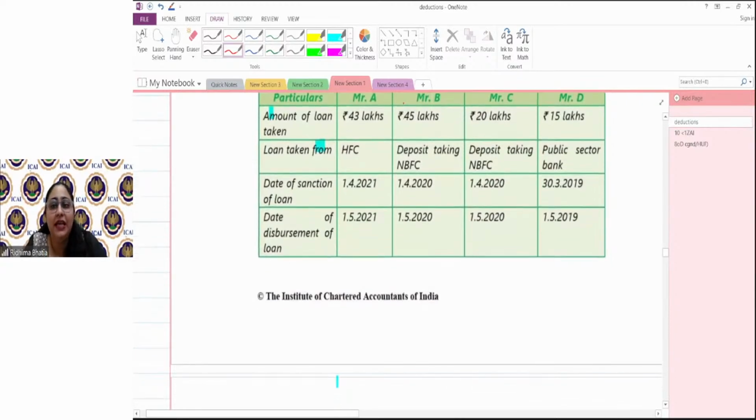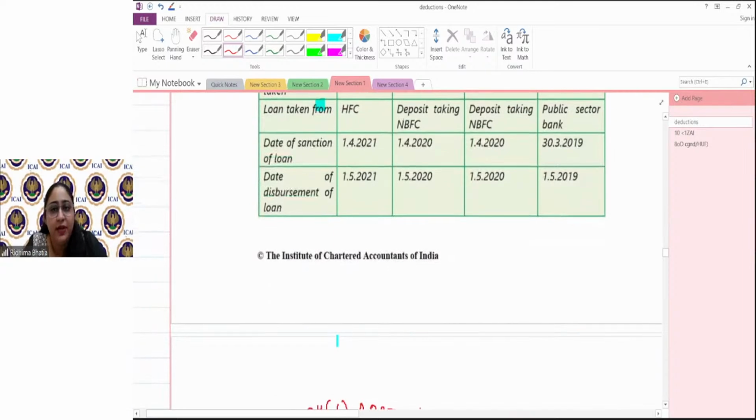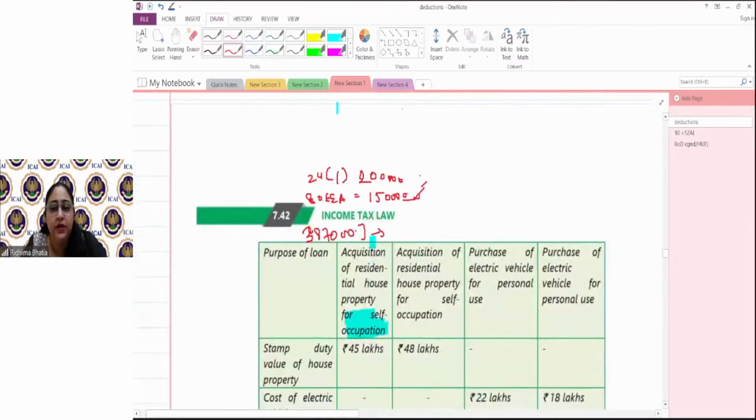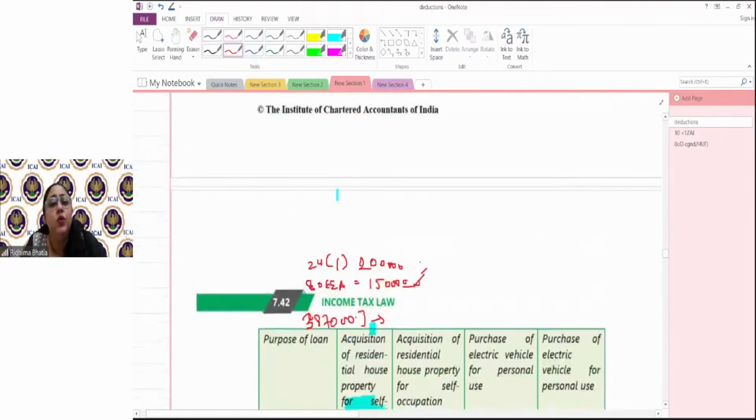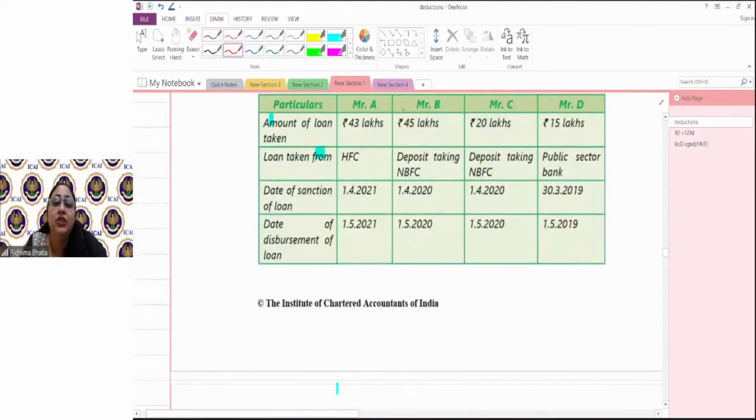Now Mr. D can claim 80EEB. Taken from a public sector bank, 15 lakh taken, purchase of electric vehicle, personal use, can he take it from 18 lakhs? No, because loan sanctioning has happened before 1st April 2019. This came from 1st April 2019. So Mr. D missed it by 1 day. This is when tax planning matters. Got it?